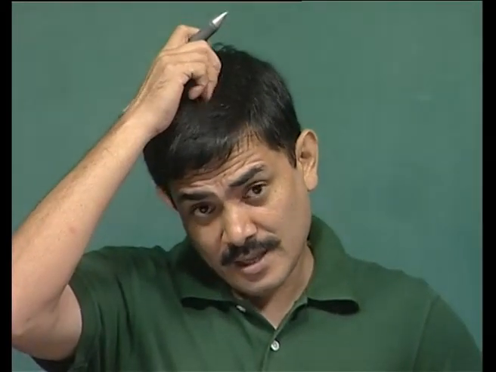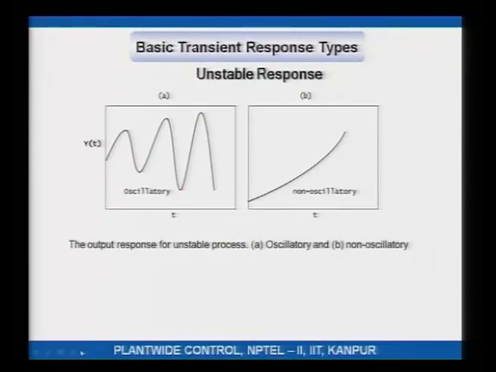Okay, so that's an unstable exponential rise in temperature. It's called a runaway reaction. So that was a runaway reaction, which actually falls in the category of a non-oscillatory response of the unstable type. Coming back to process dynamics, we are trying to characterize the response of an output to a change in input. So we have studied the basic response types: a first order lag, a pure dead time, a second order response, which could be oscillatory, which could be non-oscillatory, unstable responses that are oscillatory or non-oscillatory, and so on and so forth.